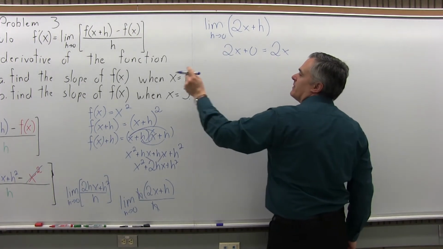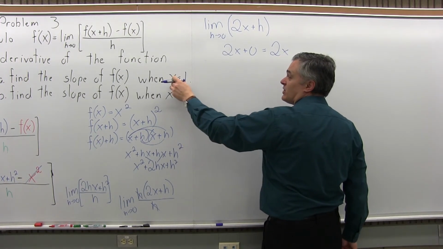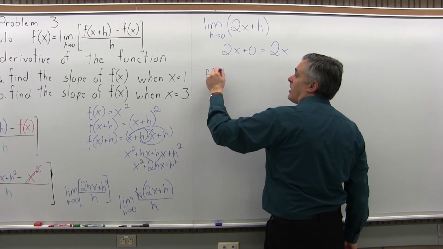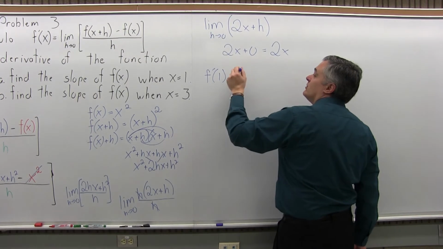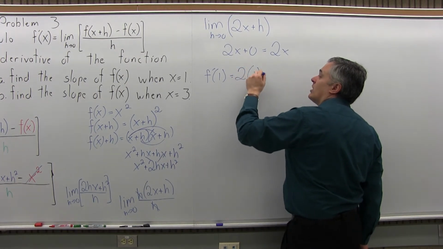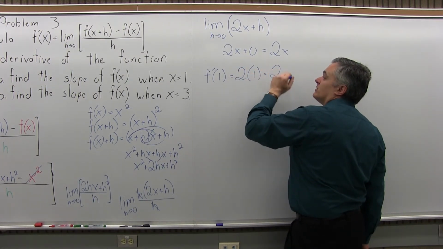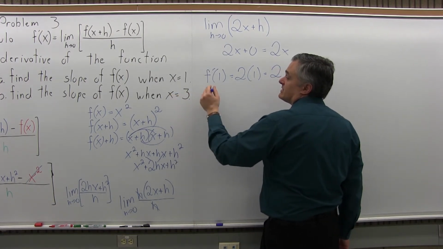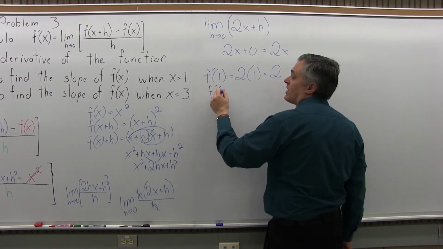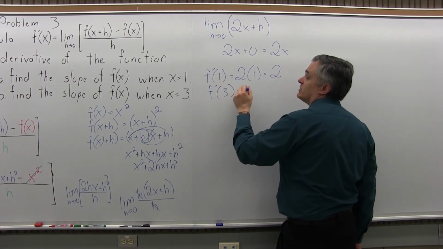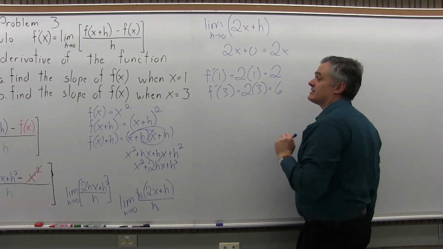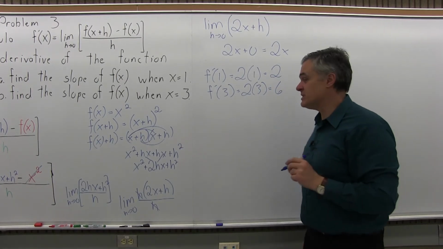So now, part A, it says find the slope of f of x when x is 1. So f prime of 1, that 2x becomes 2 times 1, or 2. And then part B, find the slope of f of x when x is 3. So f prime of 3 equals the 2 times x becomes 2 times 3, which is 6. So when x is 3, the slope is 6.